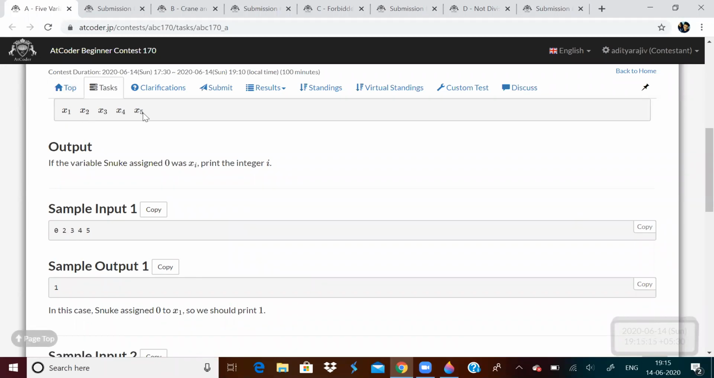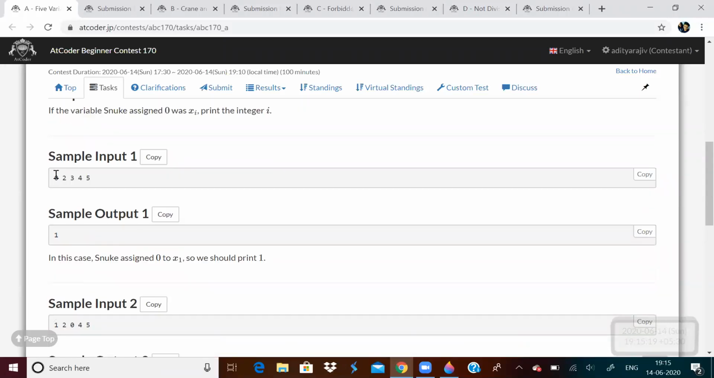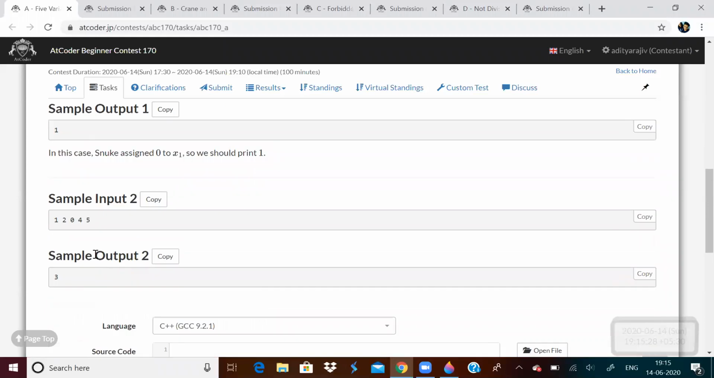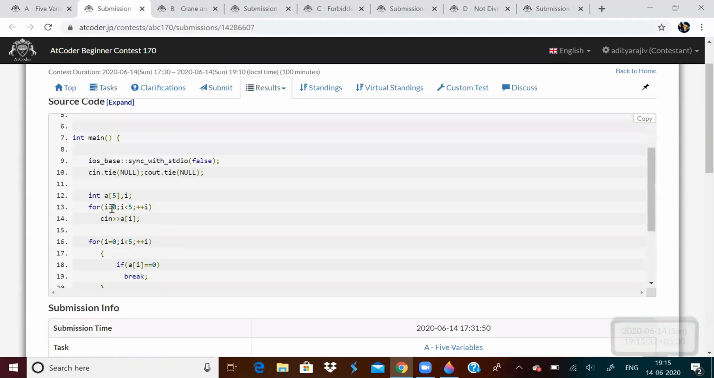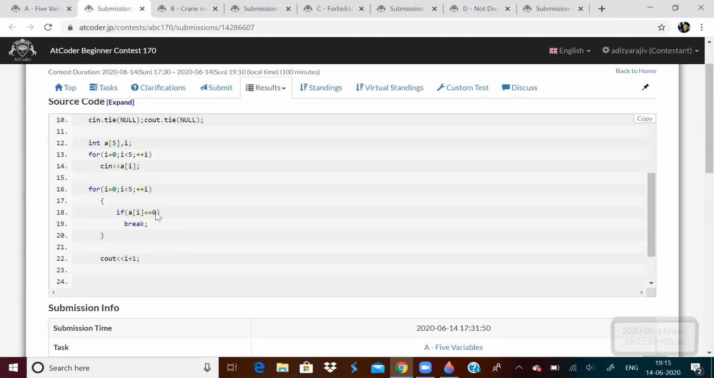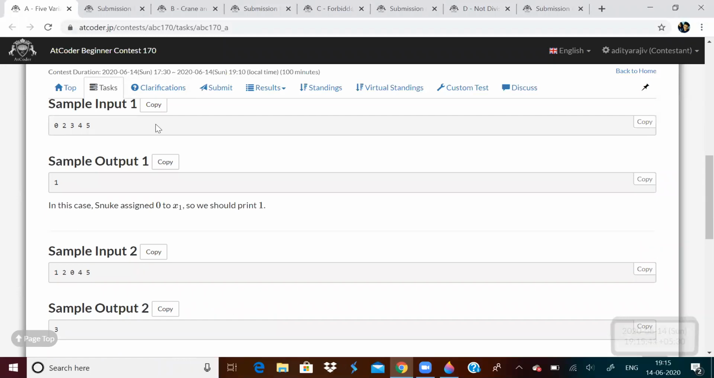So 5 variables are the input. For example, these are the 5 variables and one of them has been assigned value 0. We need to print which one. So we need to print the index, and indexing is from 1. So just store all the variables in an array and find out which one is 0 and print the index. So the first one was very simple. I think everyone has solved it.